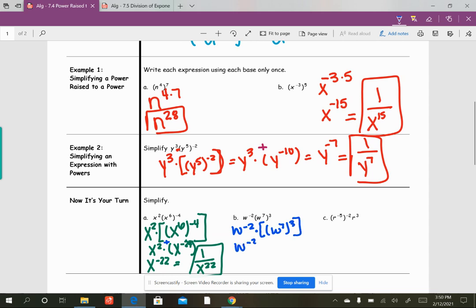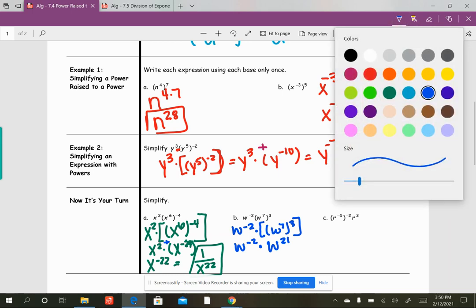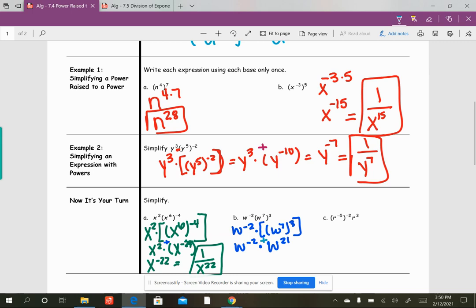So I have w to the -2 times, we do 7 times 3, which is 21. Now we add our exponents together. So this becomes -2 plus 21, and we end up with w to the 19th power.